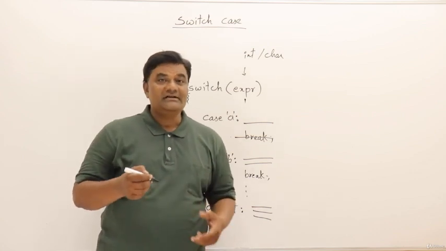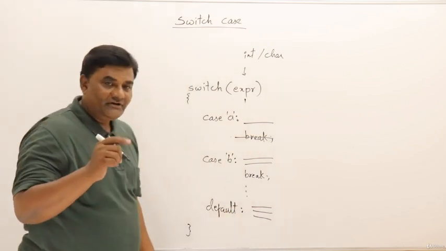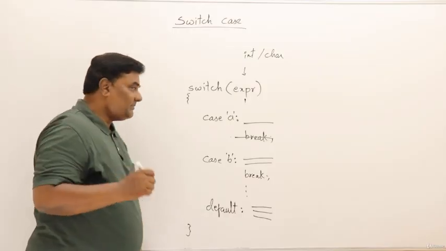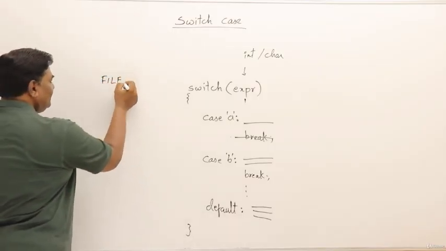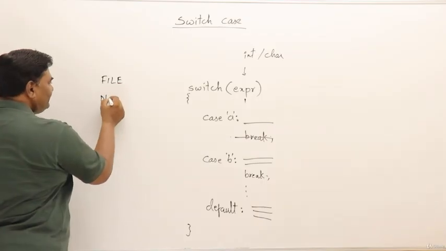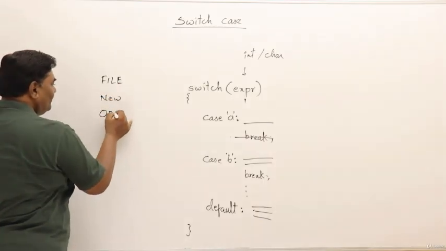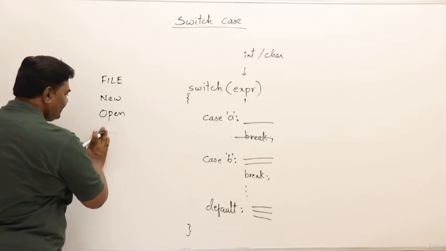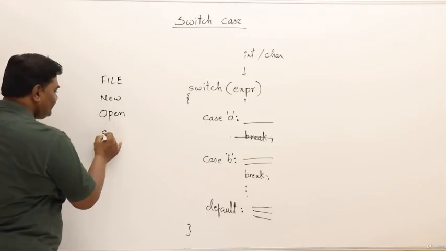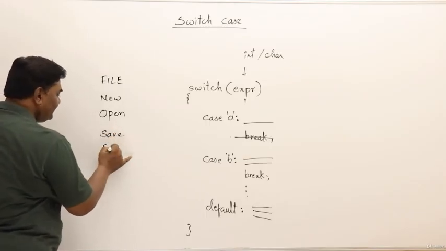This is where switch case is useful. Mostly it is useful for writing menu driven programs. For example, if I take the example of Notepad, in Notepad we will have the menu that is File. And in that File, the options will be there like New, Open, Close, Save, Save As.